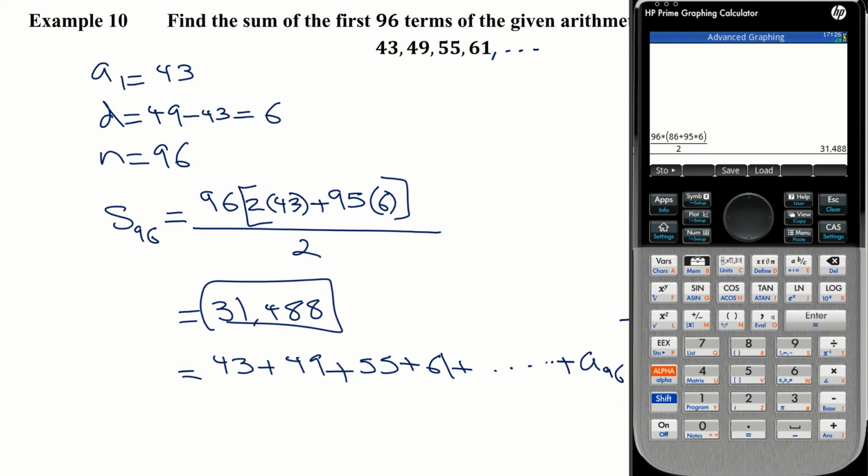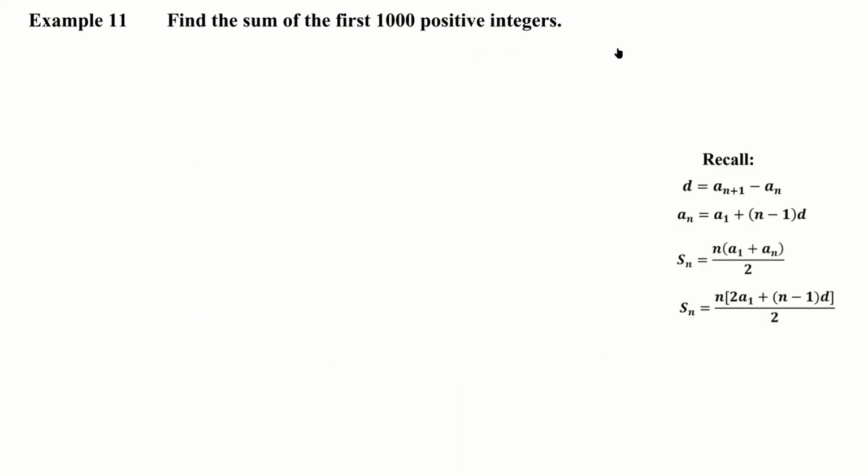And that's the sum we just found, okay? All right, so there we have it. Let's move on. Next, we want to find the sum of the first 1,000 positive integers.